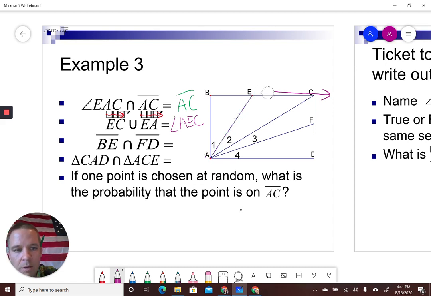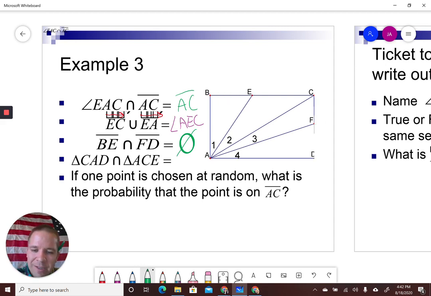BE intersecting with FD, segment BE and segment FD. So BE is that one, and FD is this over here. Do they overlap? Nope. So that's going to be nothing. All right, the null set, the 0 with the line through it. Cool. That's how we formally write it in a math class.